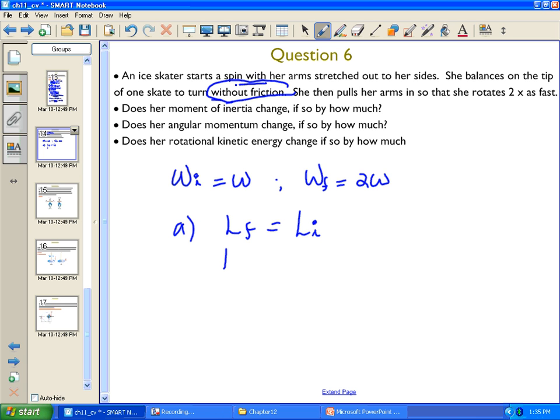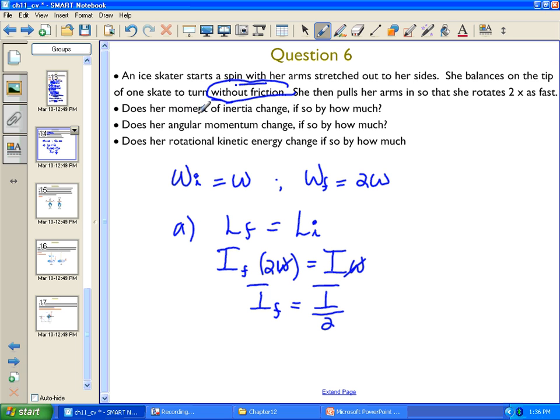So in other words, her moment of inertia finally, after she brings her arms in, times her angular speed of rotation after she brings her arms in, which I'm just going to write as 2 omega, equals her initial moment of inertia, let's just call that I initial, times her initial angular speed, omega. And so what you can see here then is that I final is equal to, these omegas are going to cancel, her initial inertia divided by 2.